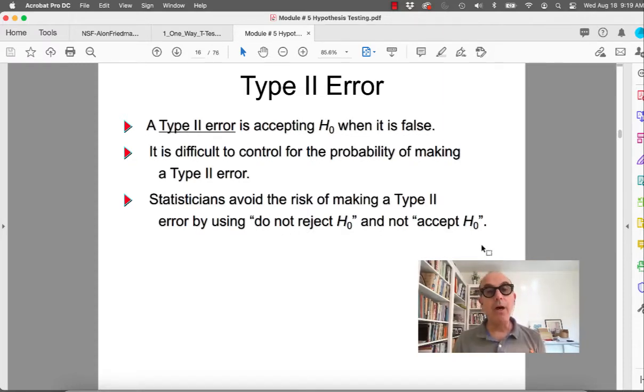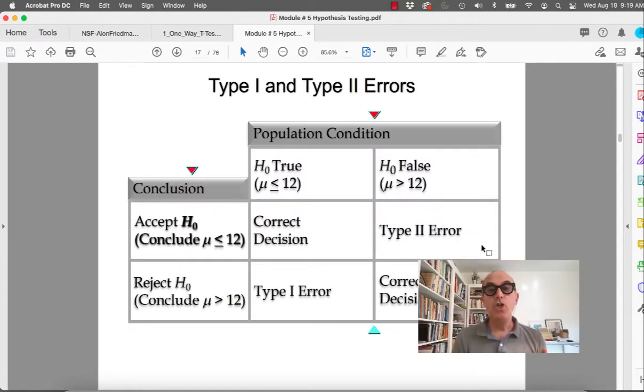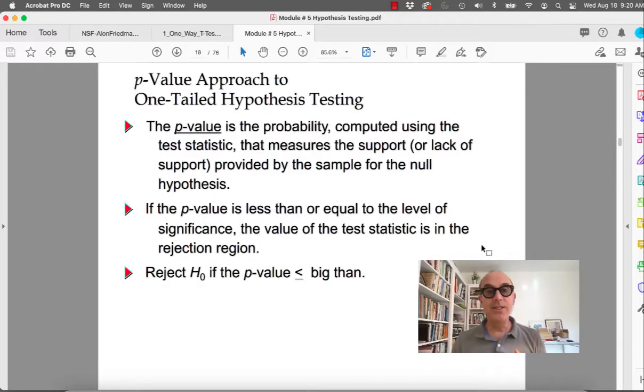A type 2 error occurs when we accept the null hypothesis when it's false. It is difficult to control the probability of making a type 2 error, and so statisticians avoid the risk of making a type 2 error by not accepting the null hypothesis, saying instead that they do not reject it. So this is the population and the conclusion in that regard. Accepting the null hypothesis is a correct decision, but it can be false, a type 2 error, in the second case. Rejecting the null hypothesis is a type 1 error when the null hypothesis is true, but when it's false, it is the correct decision.